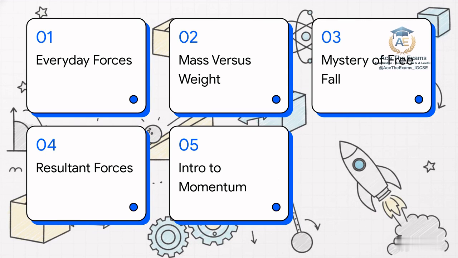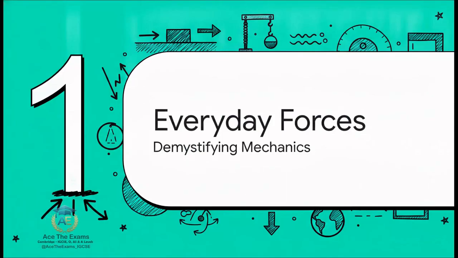Okay, so here's our roadmap for today's session. First, demystifying everyday forces. Second, we'll tackle mass versus weight. Third, we dive into the mystery of freefall. Fourth, calculating resultant forces. And finally, number 5, an introduction to momentum. Let's start right at the beginning.